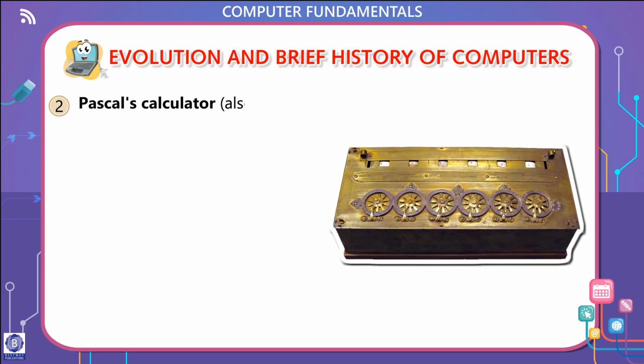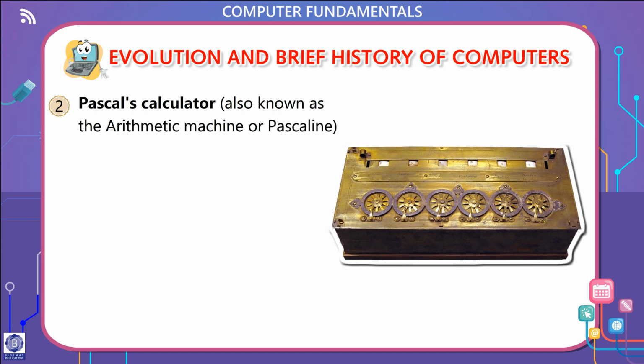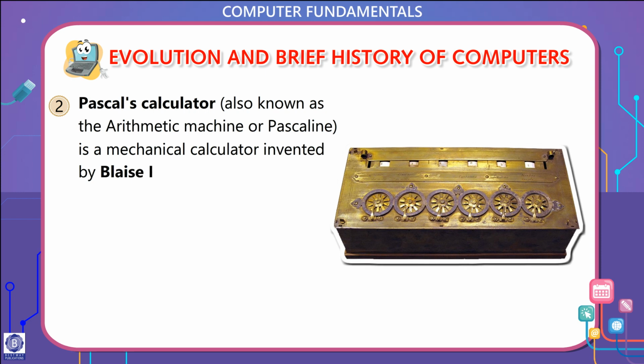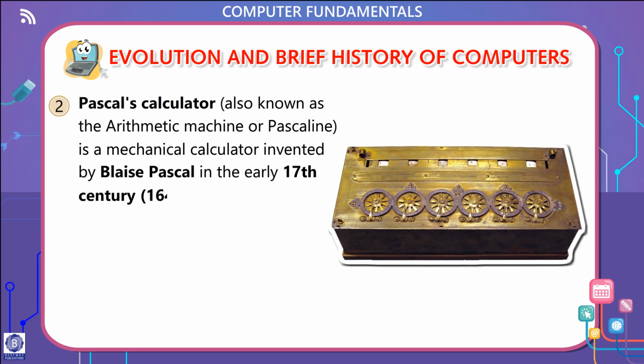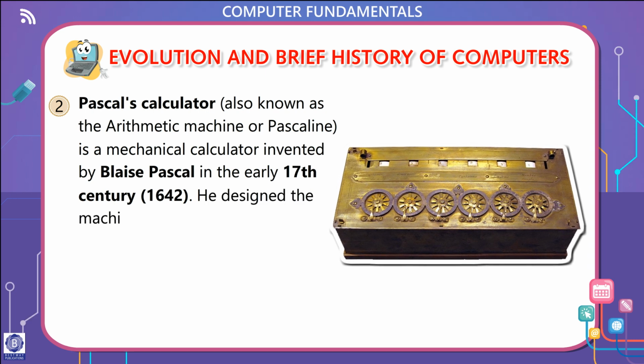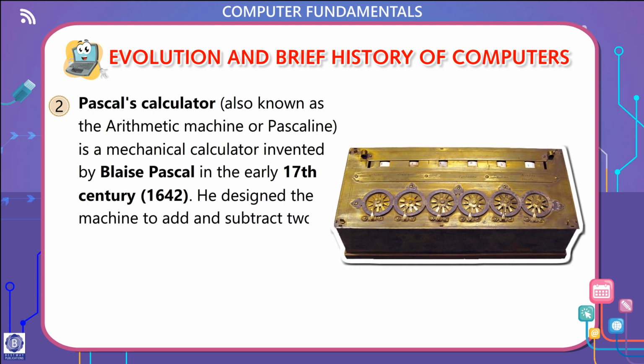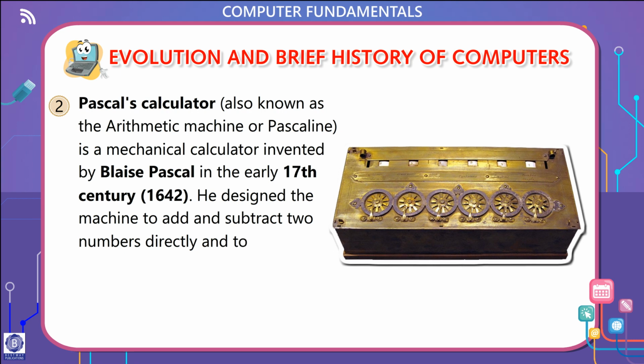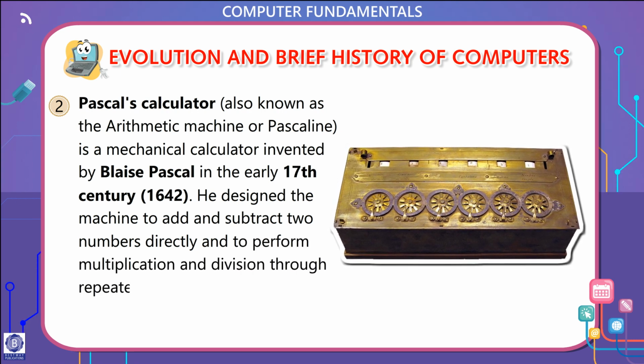Number 2. Pascal's calculator, also known as the arithmetic machine or Pascaline, is a mechanical calculator invented by Blaise Pascal in the early 17th century, 1642. He designed the machine to add and subtract two numbers directly and to perform multiplication and division through repeated addition or subtraction.